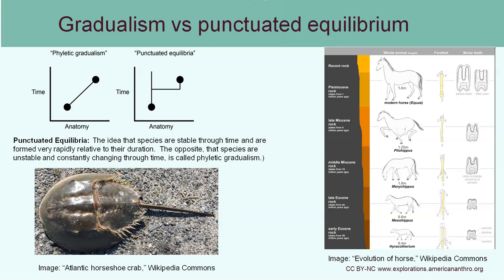So the reason I have this picture is because this horseshoe crab looks basically identical to fossils of horseshoe crabs that we have found that are millions and millions of years old. So if we find a million year old horseshoe crab, it looks like it hasn't changed at all. So based on that, can you tell me which would be an example of gradualism and which one would be an example of punctuated equilibrium?